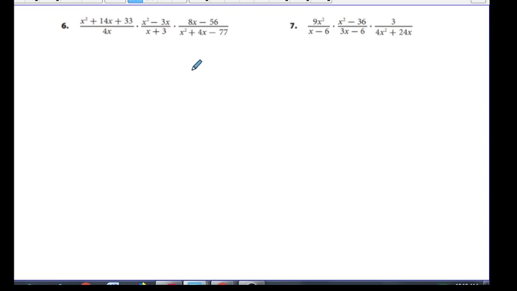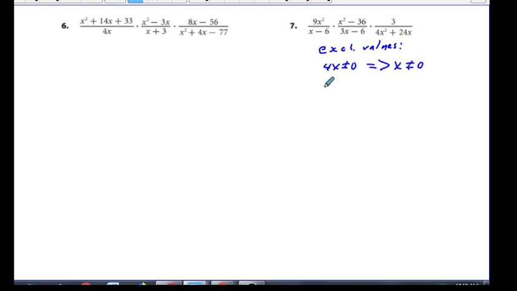Yeah, number 6. It's one of these deals that actually looks harder than it is. So again, I'm going to use the space over to the right for excluded values. Our denominators cannot equal 0. So 4x cannot equal 0, and therefore x cannot equal 0.